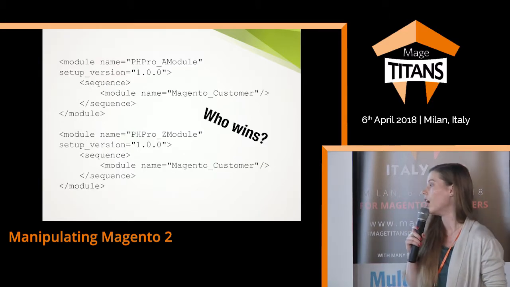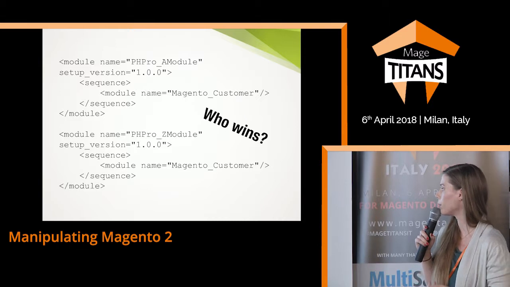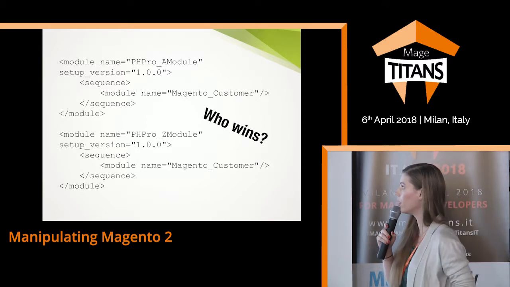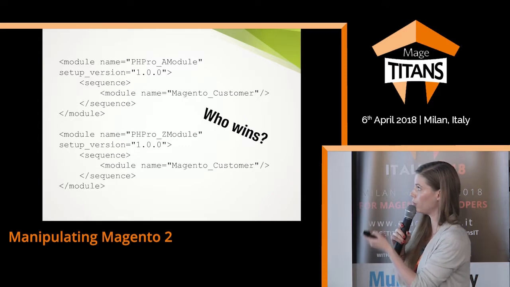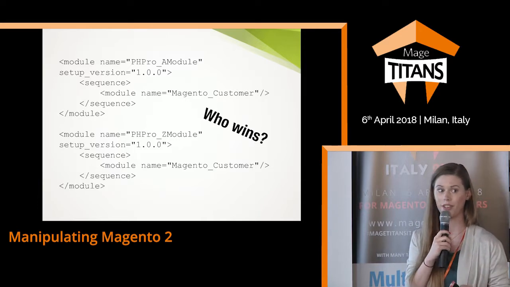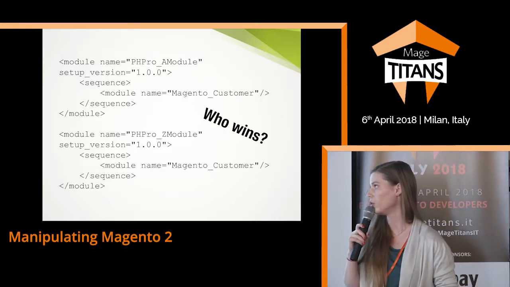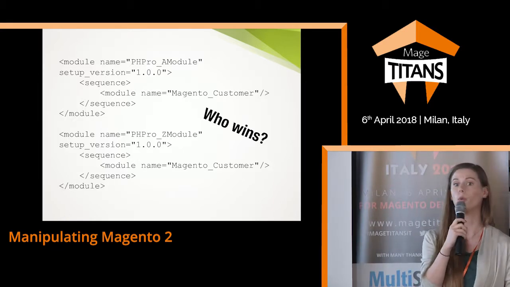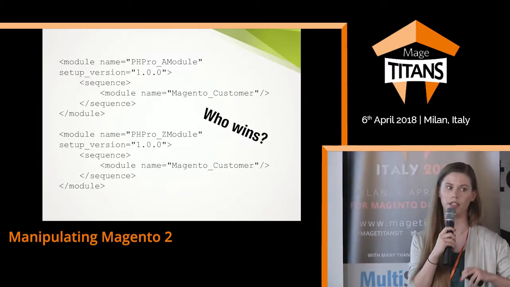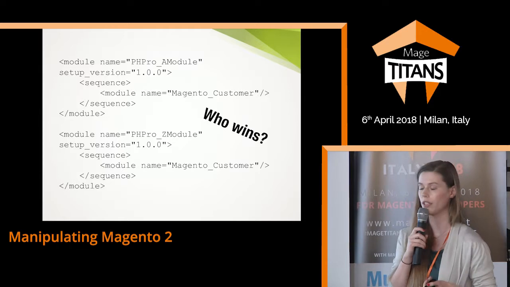A little quiz. We have two modules: the A module and the Z module. They both have a preference defined for, let's say, the customer repository interface. They both have a dependency on the customer module. Which of these two modules will win, meaning which will actually have its preference used in the installation? Anybody have any ideas? The second? That is correct. Anybody know why the second one is used? Exactly. Modules are loaded alphabetically if they're not dependent on each other, so the Z module will be loaded after the A module, and that is why its preference will be used.